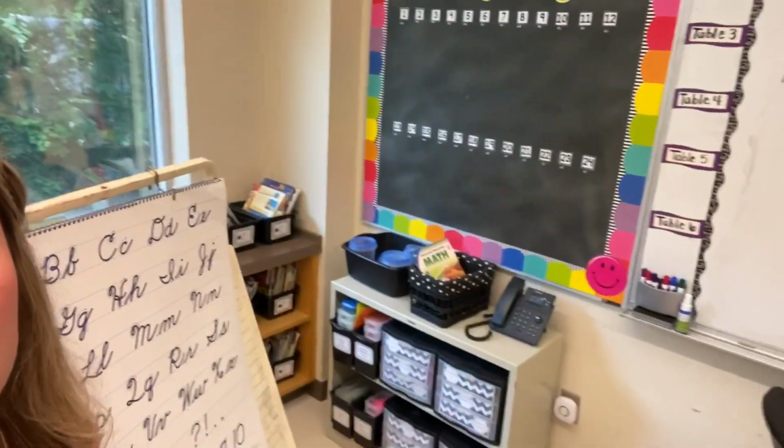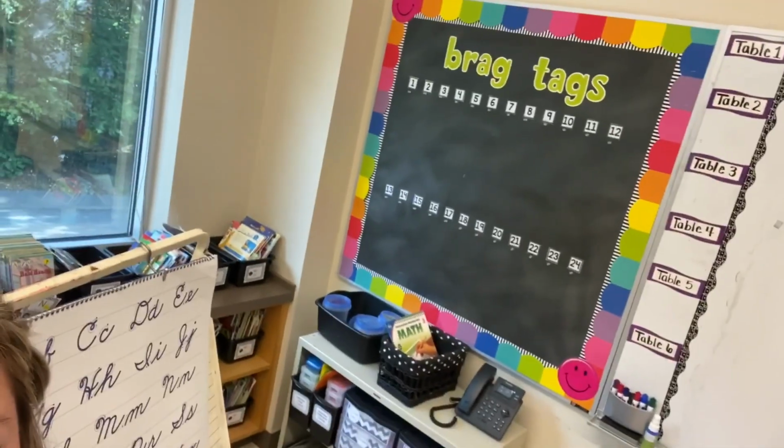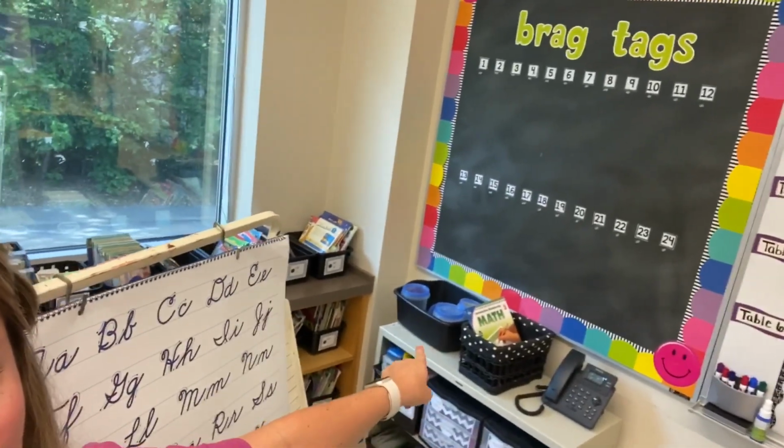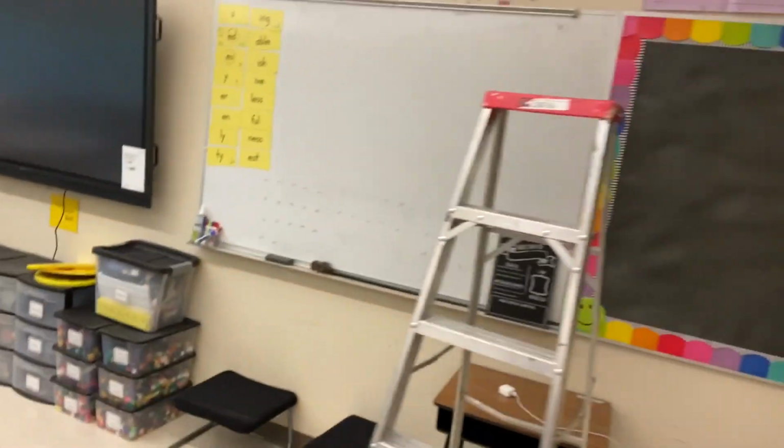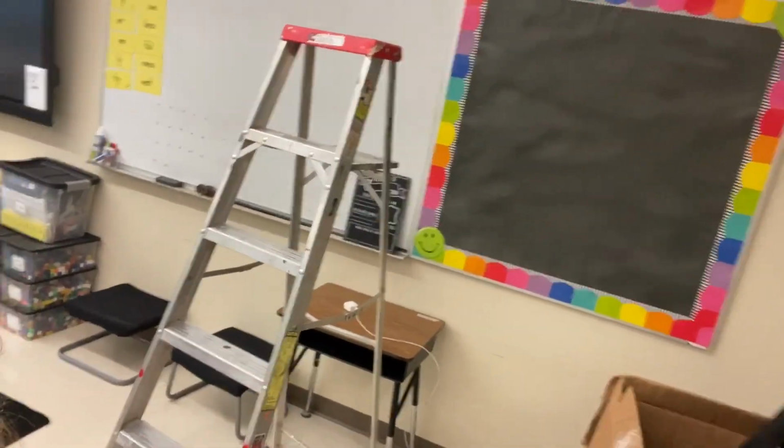Okay, so I'm really trying to not buy any more materials to decorate. I already had these letters, so I added brag tags there. I already had bought these little smiley faces, so I just added those to the corners. Then I added some green ones to this board right here.